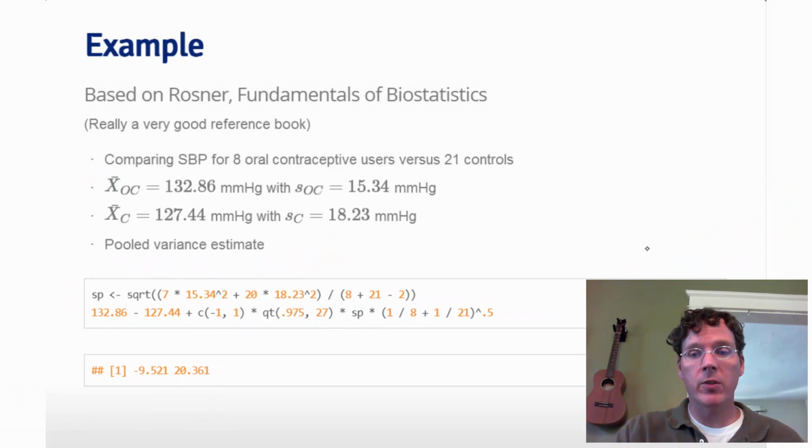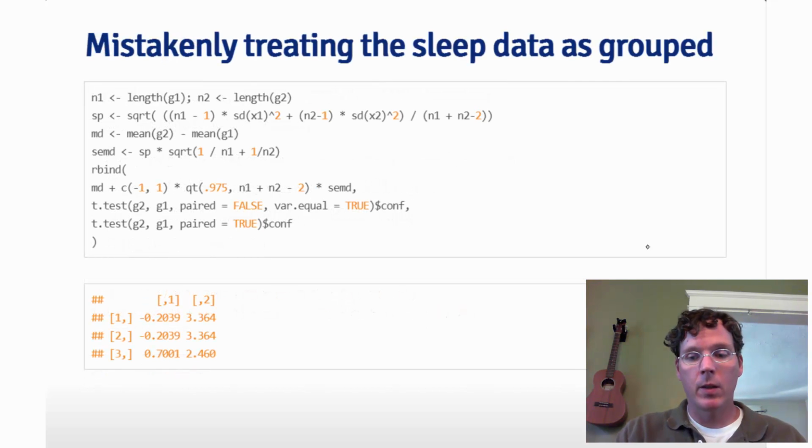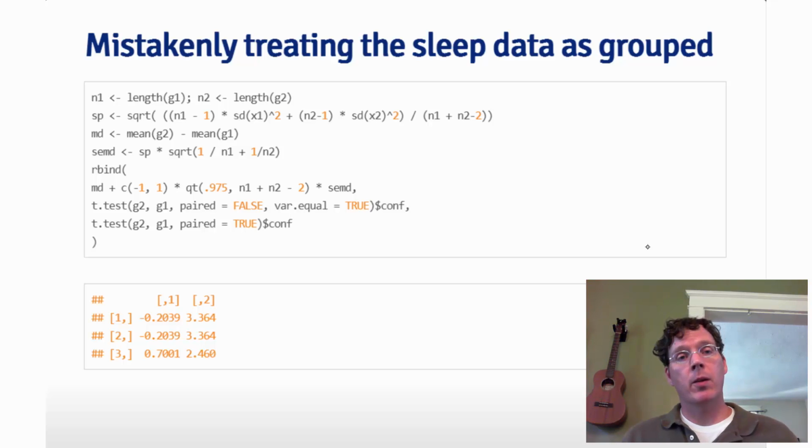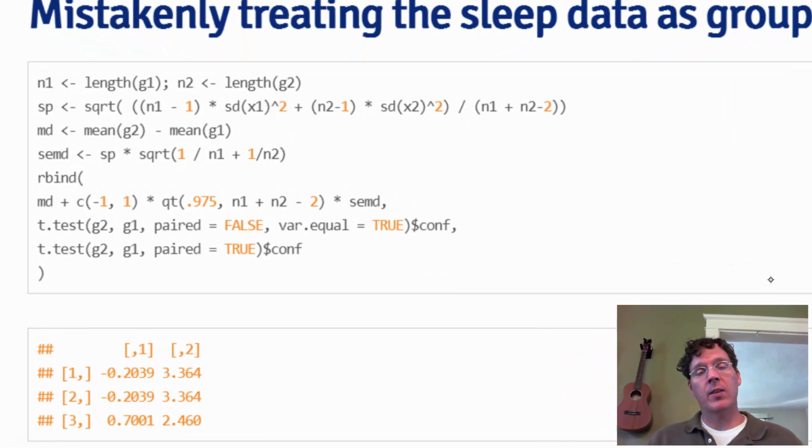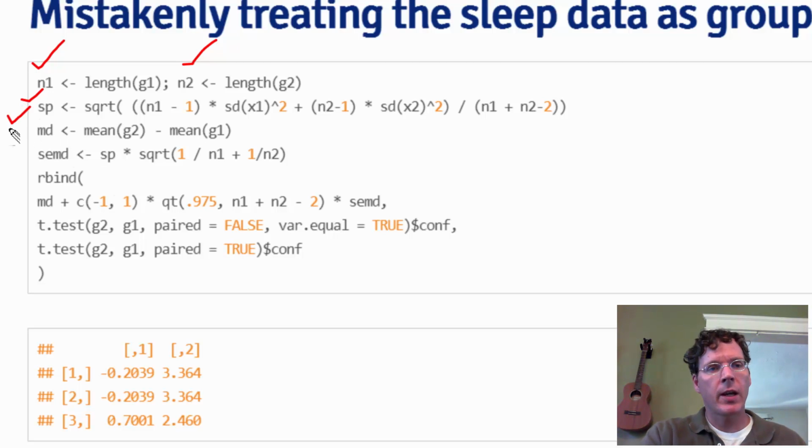Let's move on to another example. Let's revisit the example where we were looking at the sleep patients on the two drugs, but let's pretend that the subjects weren't matched. So I have n1 from group 1, n2 from group 2. Remember, in this case, both of those would be 10. I go through the construction of the pooled standard deviation estimate. I get the mean difference, and I get the standard error of the mean difference, which is the pooled standard deviation estimate times the square root of 1 over n1 plus 1 over n2.